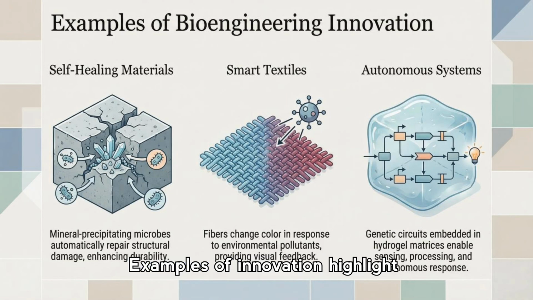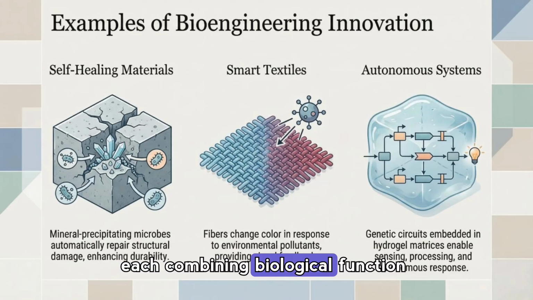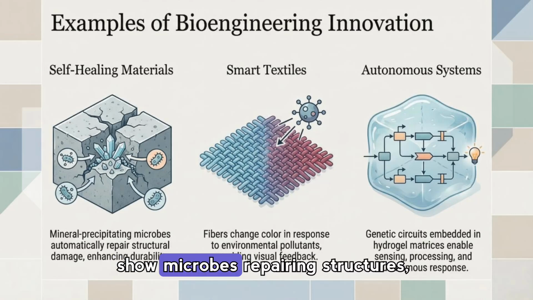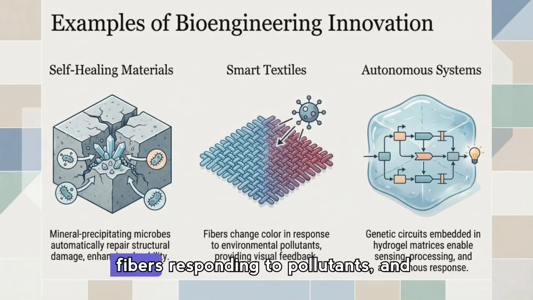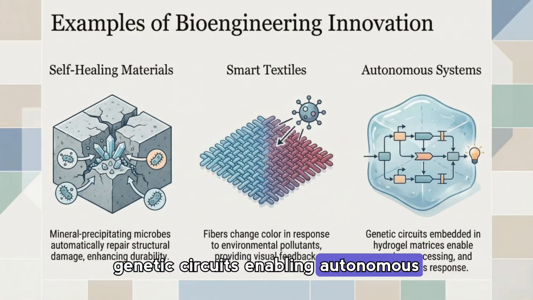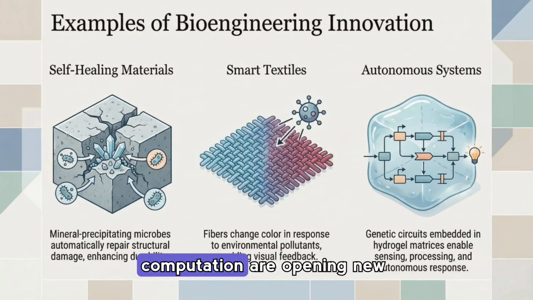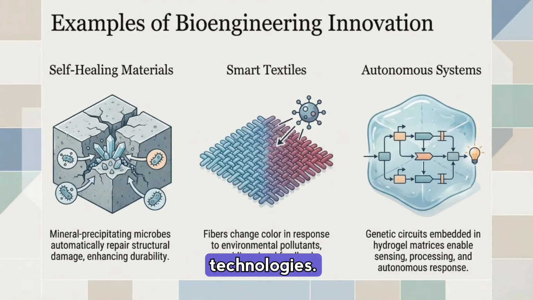Examples of innovation highlight self-healing materials, smart textiles, and autonomous systems, each combining biological function with engineered design. The visuals show microbes repairing structures, fibers responding to pollutants, and genetic circuits enabling autonomous responses, illustrating how living materials and embedded computation are opening new possibilities for adaptive, durable technologies.